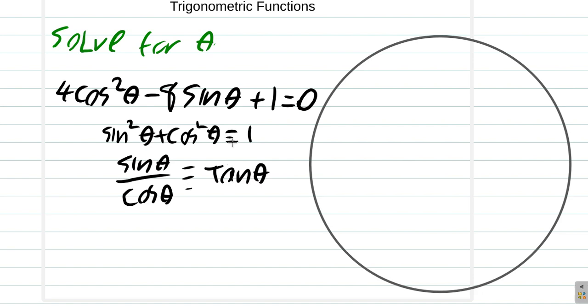You may use one or the other or both, but I want you to pause the video and go ahead with this. Okay, you finished? Now, let us see what's going to happen here. We have 4 cos squared theta minus 8 sine theta plus 1 equals 0. How do you deal with this thing to get theta?